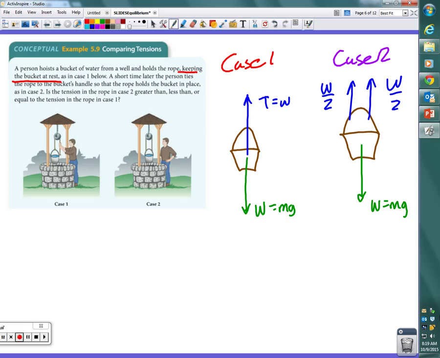Now, if we put water in the bucket, what changes in these pictures? Everything. What changes first? The weight, right? So then the weight line would increase, and that would have to make the total in the upward direction increase. In case 1, that would make the tension increase. There's only one force. In case 2, it would make both of those tensions increase so that they balance out the weight. Does that make sense?